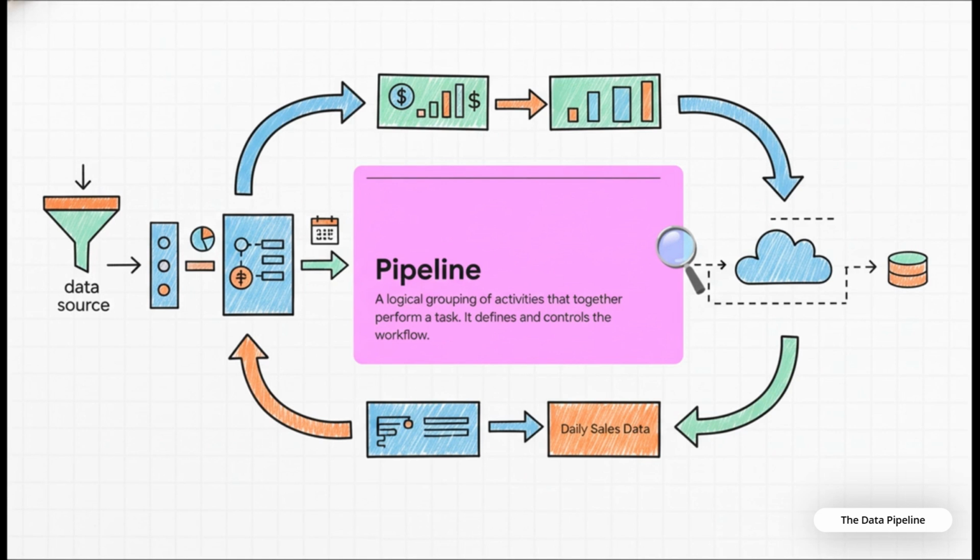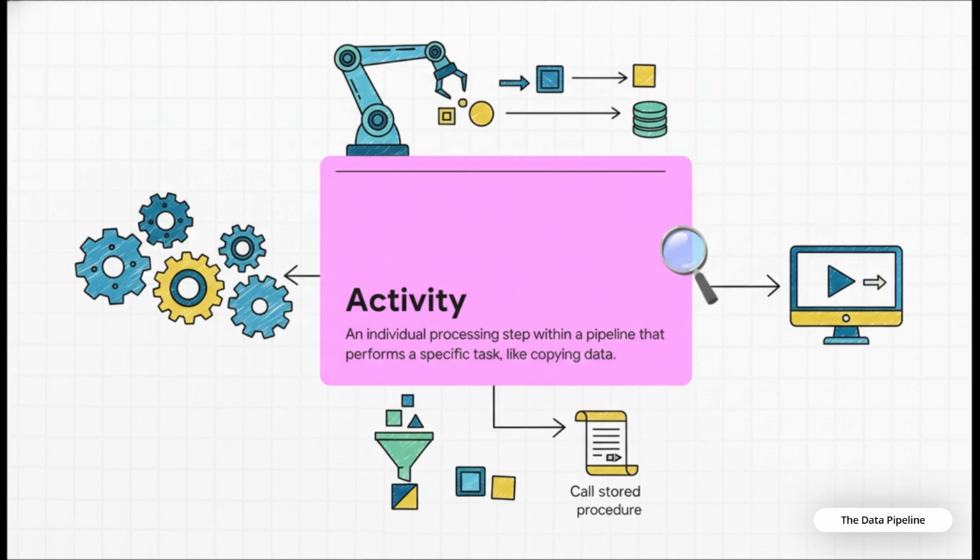All right, now we get to the real heart of the operation, the pipeline. A pipeline is the actual assembly line. It's the logical group of all your tasks, defining the entire workflow from beginning to end. So, for example, you could have a pipeline named something like Daily Sales Data Load, and inside of it are all the steps needed to get that job done. And within that assembly line, that pipeline, you have your individual workstations. In ADF, these are called activities.